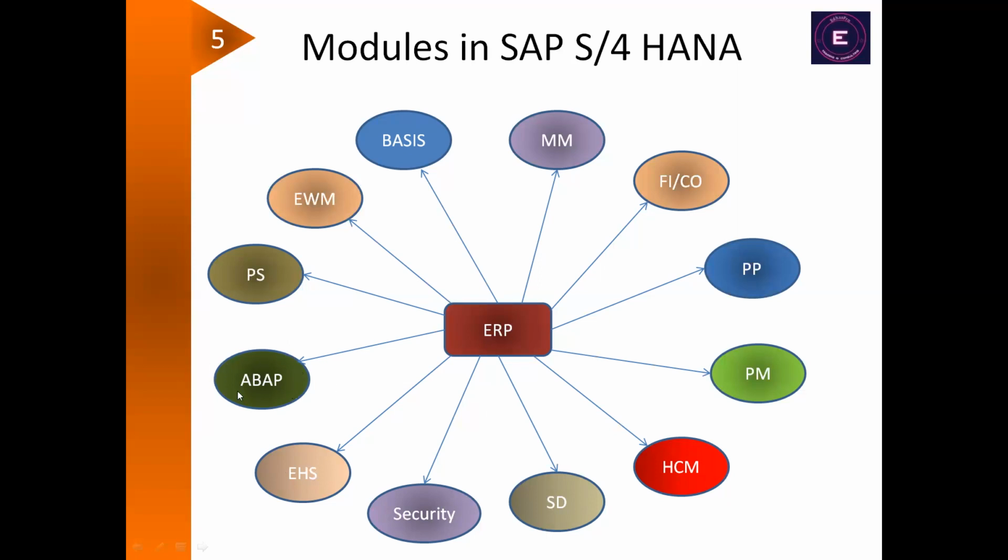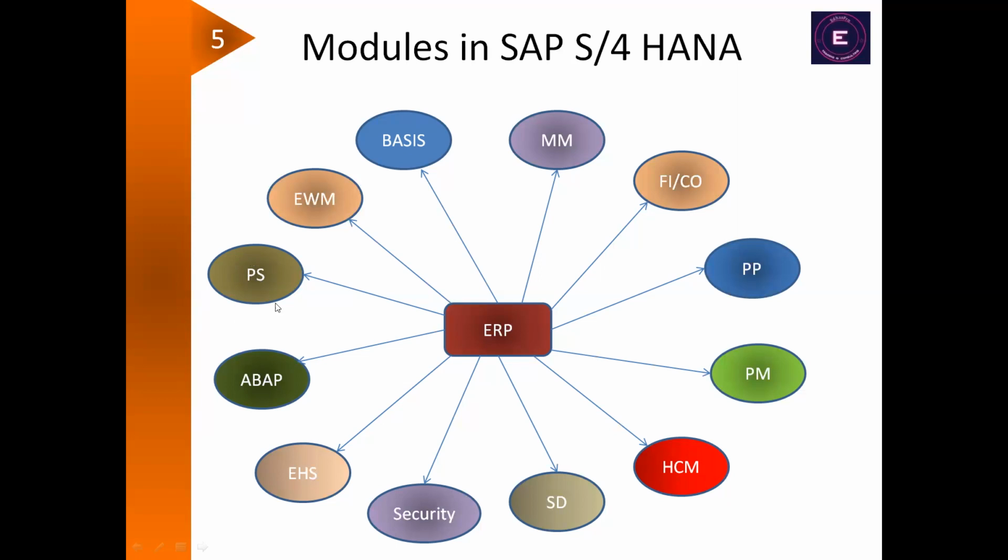ABAP is a technical module, so for this you need coding knowledge. All the IT and CS graduates can go for ABAP if they are good at coding. It doesn't mean that only IT and CS graduates can go for ABAP. If you're good at coding and you are a BCA graduate or BSc graduate, you can also go for ABAP. There is no restriction for this. If you're good at coding, you can go for the ABAP module.